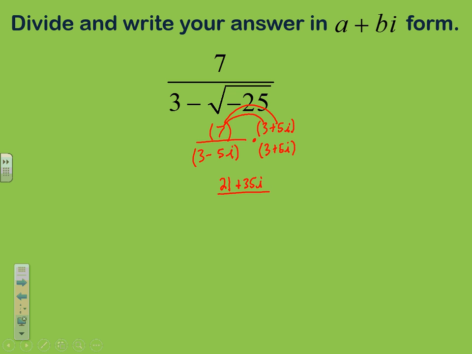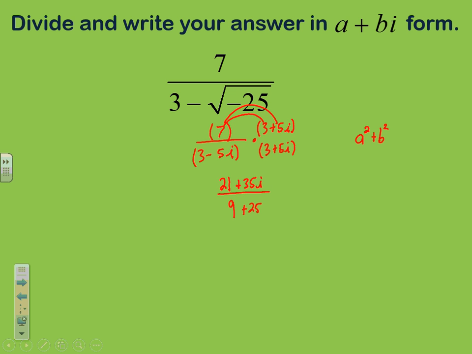And in the denominator, we're multiplying conjugate pairs together. So I'm not going to FOIL those out here. I'm going to just use this rule: when we multiply conjugate pairs together, we get a squared plus b squared. Well, a is 3, so 3 squared would be 9. b is 5, and 5 squared would be 25.